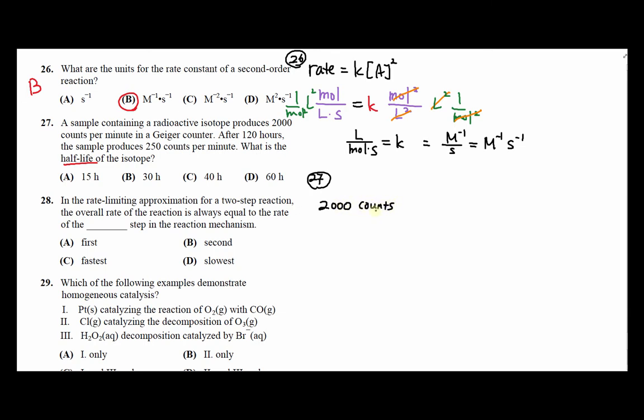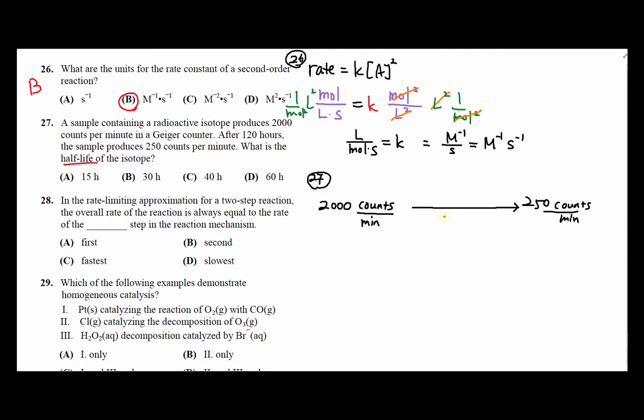It's like saying the counts are like a concentration, and we have the time, just like we had the second in number 26, we have that as minute. So this is an indication of rate, and after some time, we somehow got 250 counts per minute. In between that, we want to know how many half-lives happened first.